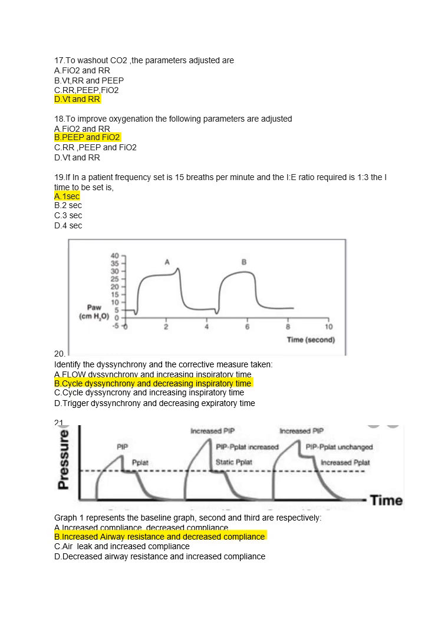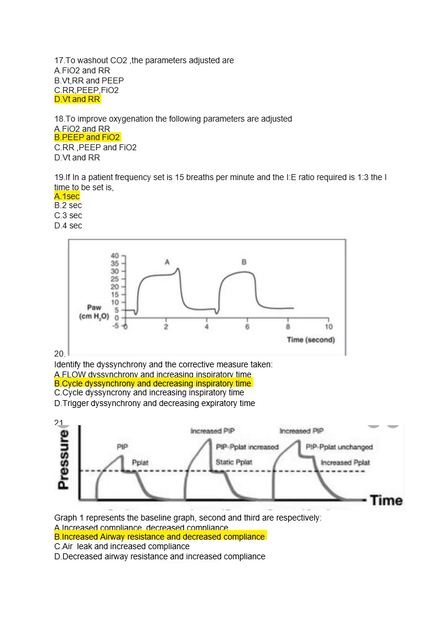And the IE ratio is 1:3. That is, 4 seconds will be each breath. So 1 second will be for inspiration and 3 seconds will be for expiration. So the I time to be set is 1 second.